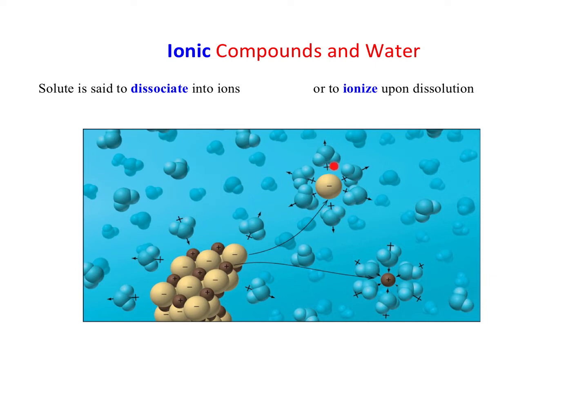Of course, the positive end of the waters would interact with the negative chloride ions, and the negative end of the waters would react with the positive sodium ions. But we have individual ions floating around, and so we say that the solute dissociates or ionizes.